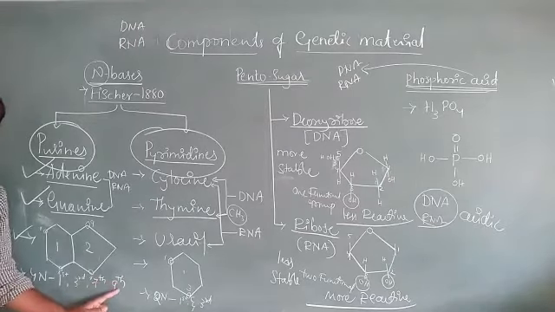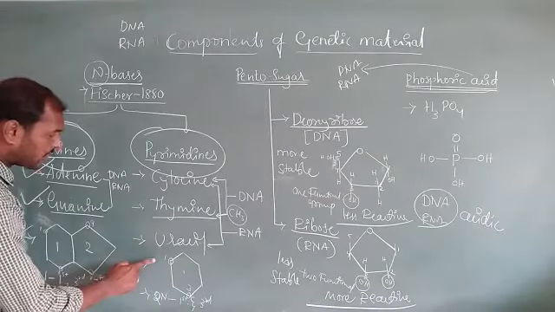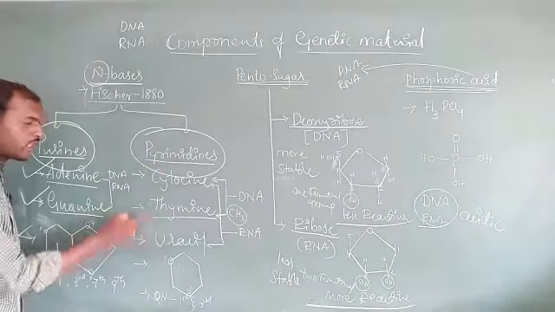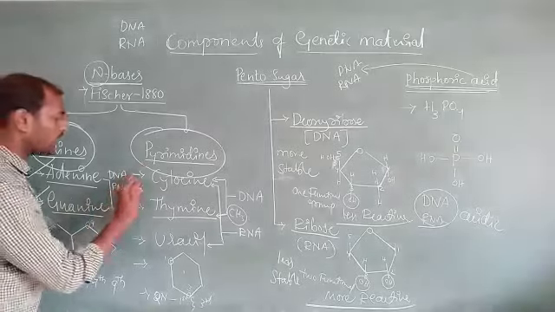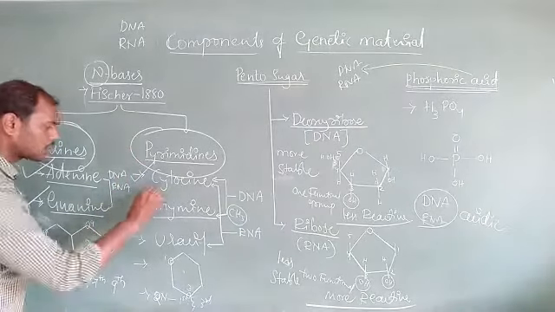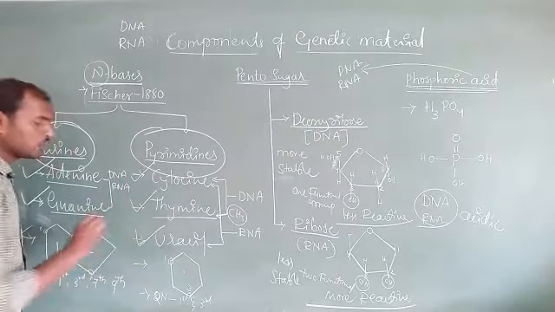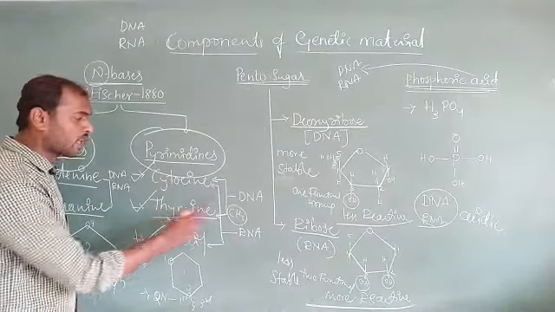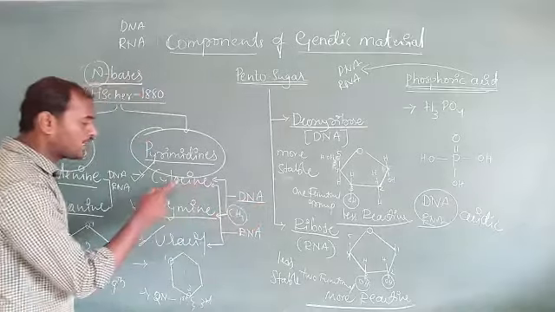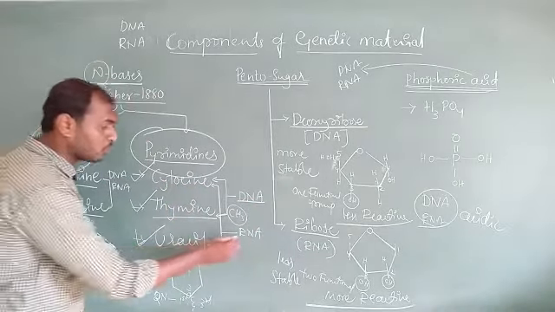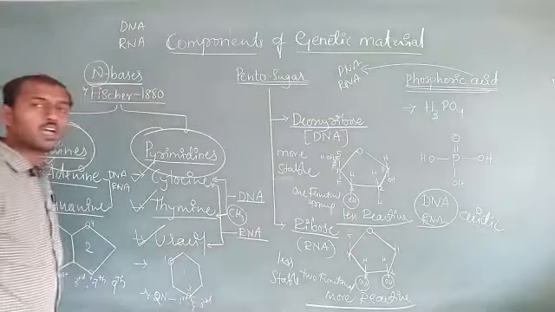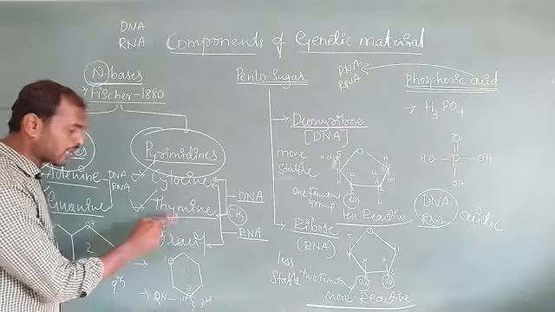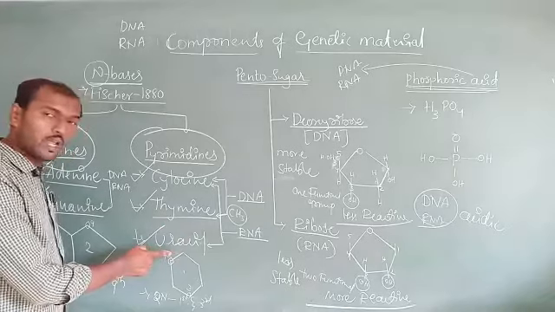And in the case of pyrimidines, you are going to get three different kinds: cytosine, thymine as well as uracil. Cytosine and thymine are present in DNA, and cytosine and uracil are present in RNA. The difference between thymine and uracil is the presence of a CH3 group.